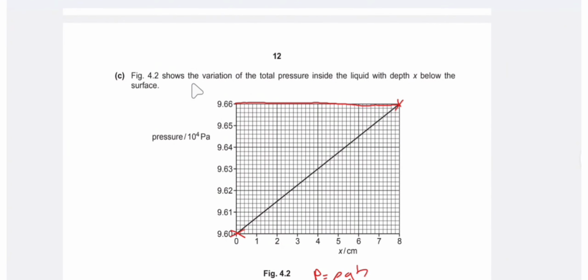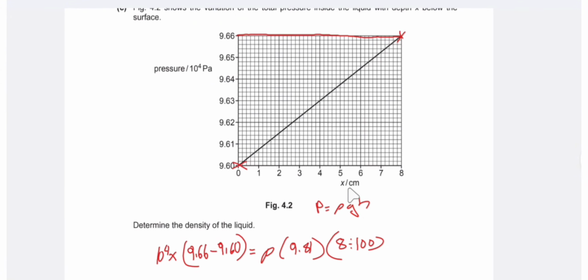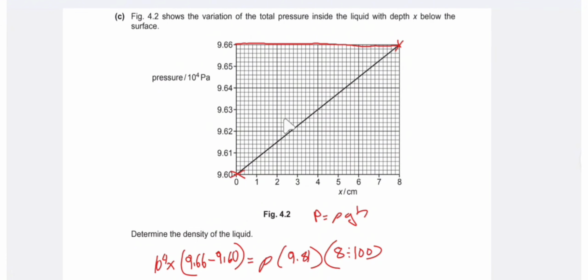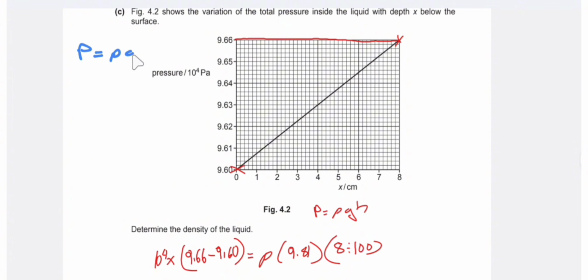Figure 4.2 shows the variation of total pressure inside the liquid with the depth x below the surface, so pressure against depth x. Determine the density of the liquid. We know the equation pressure is equal to ρgh, and here we are given the variation of pressure with depth x, or the height. So pressure is equal to ρgx, and we need to determine the density. So density is equal to pressure divided by gx.